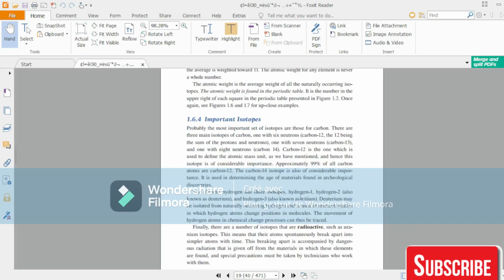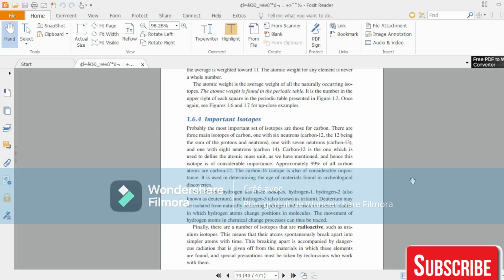Important isotopes. Probably the most important set of isotopes are those for carbon. There are 3 main isotopes of carbon: one with 6 neutrons, carbon 12, 12 being the sum of the protons and neutrons; one with 7 neutrons, carbon 13; and one with 8 neutrons, carbon 14. Carbon 12 is the one which is used to define the atomic mass unit, as we have mentioned, and hence this isotope is of considerable importance. Approximately 99% of all carbon atoms are carbon 12.